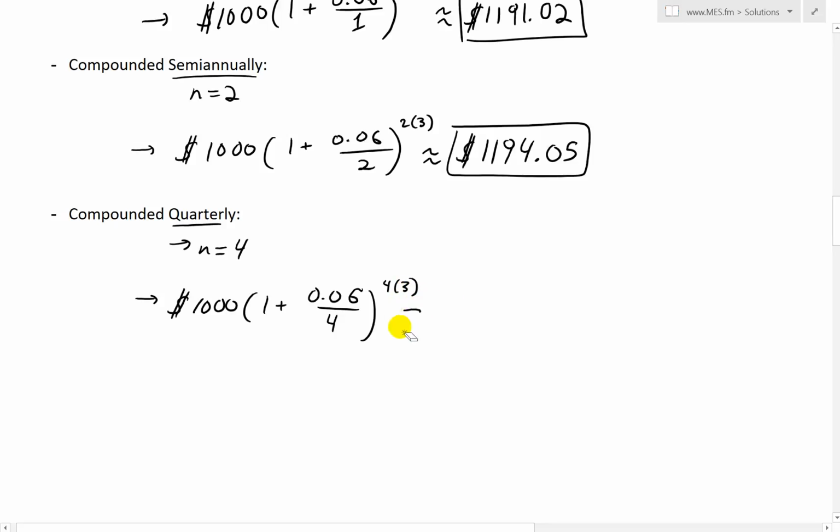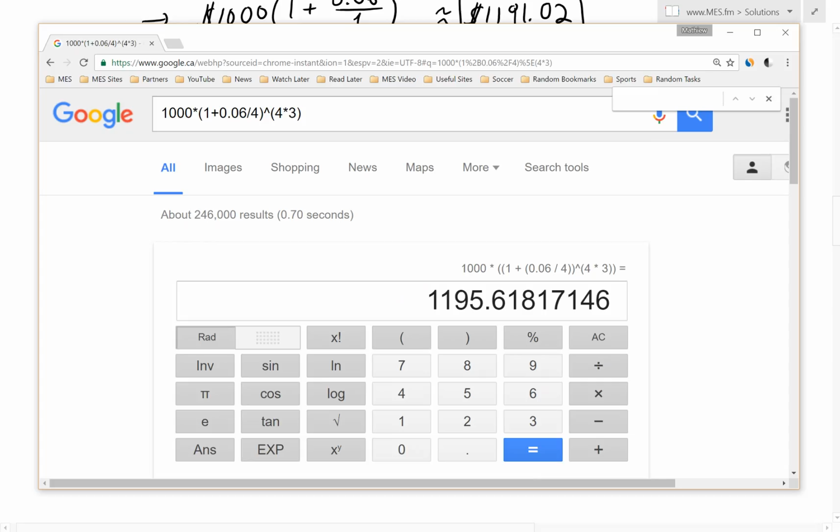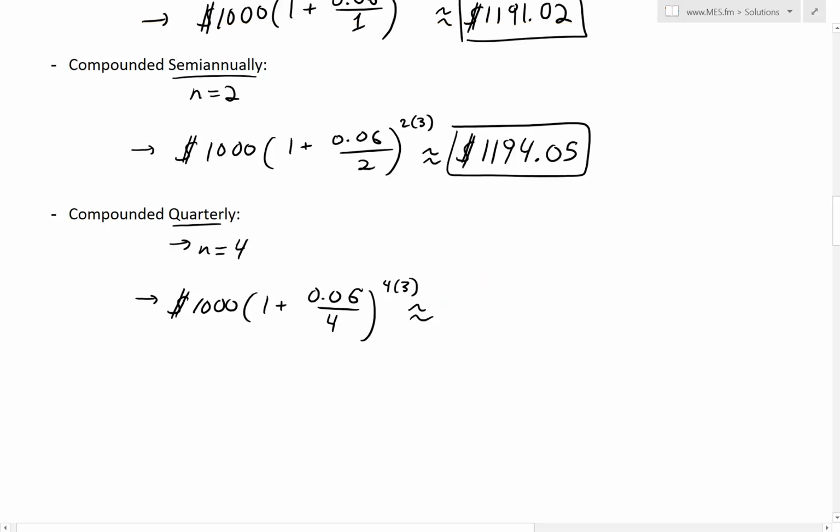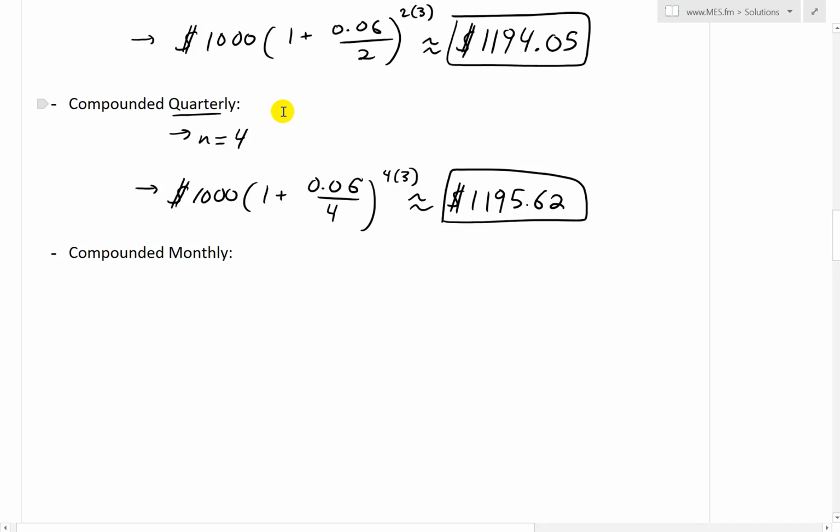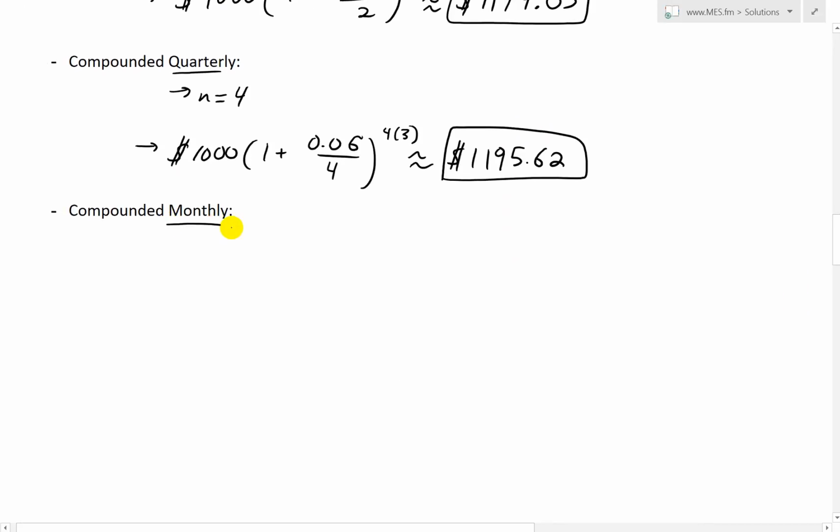So this equals roughly, again, plug this into the calculator: 1000 times 1 plus 0.06 divided by 4 to the power of 4 times 3. We get, I'll round up to 1195.62. So as you can see, this is about $1.50 more than the compounded semi-annually, so it's not much difference.